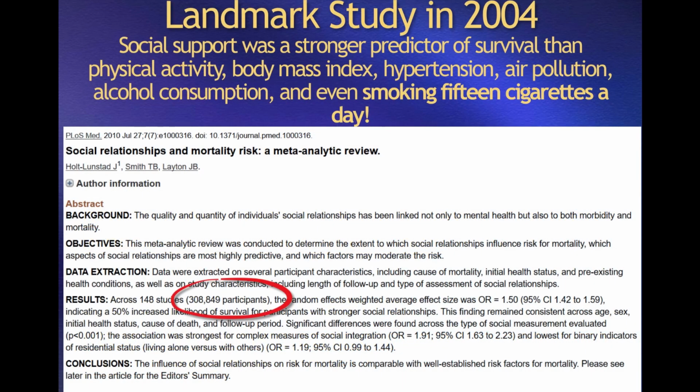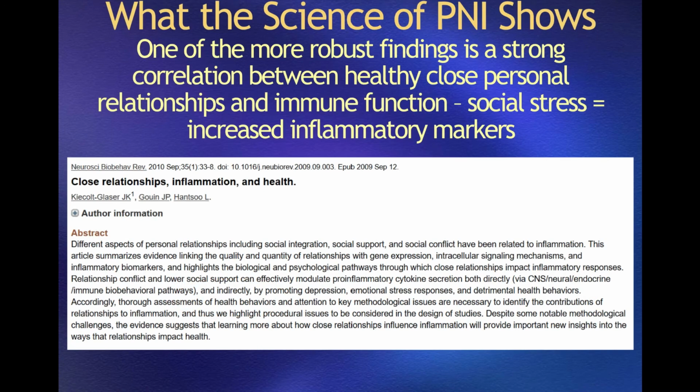It shouldn't be a surprise given attachment trauma to see that, a landmark study, 2004, social support was a stronger predictor of survival than physical activity, body mass index, hypertension, air pollution, alcohol consumption, and even smoking 15 cigarettes a day, a study of over 300,000 people. This is one of the most robust findings of psychoneuroimmunology, that poor close personal relationships suppress your immune function. So, this has been happening with chronic fatigue patients since childhood.